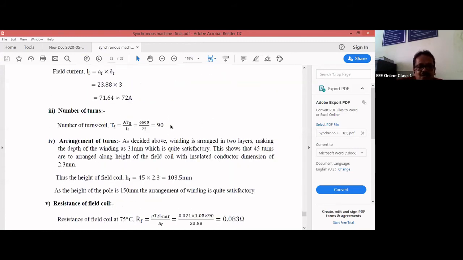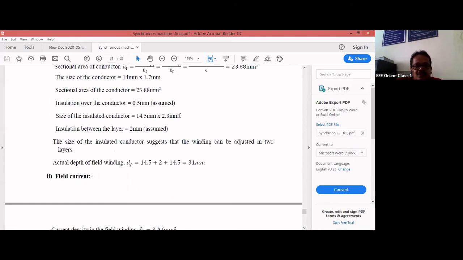So we'll divide this by 2. So 45 turns for one layer, another 45 turns for the other layer. So total 90 turns will go for 2 layers. Okay. Now arrangement of turns. As decided above, winding is arranged in 2 layers, making the depth of the winding 31 mm, which is quite satisfactory. This shows that 45 turns are arranged along the height of field winding with insulated conductor dimension of 2.3 mm. Okay, that will work out to 2.3 mm.